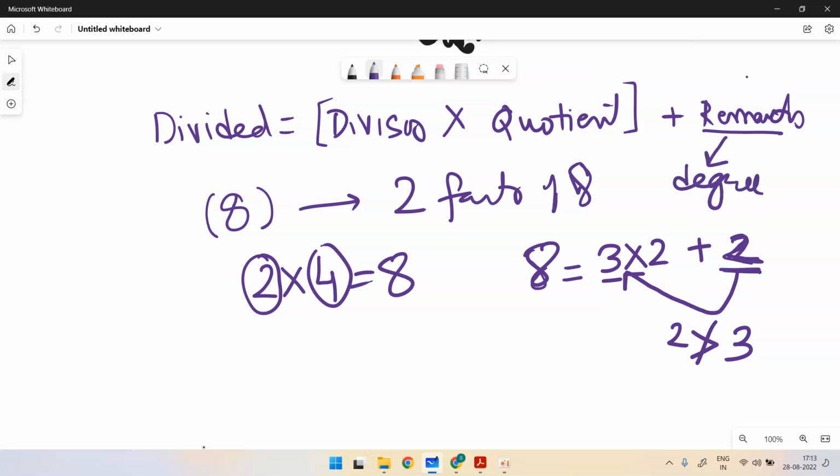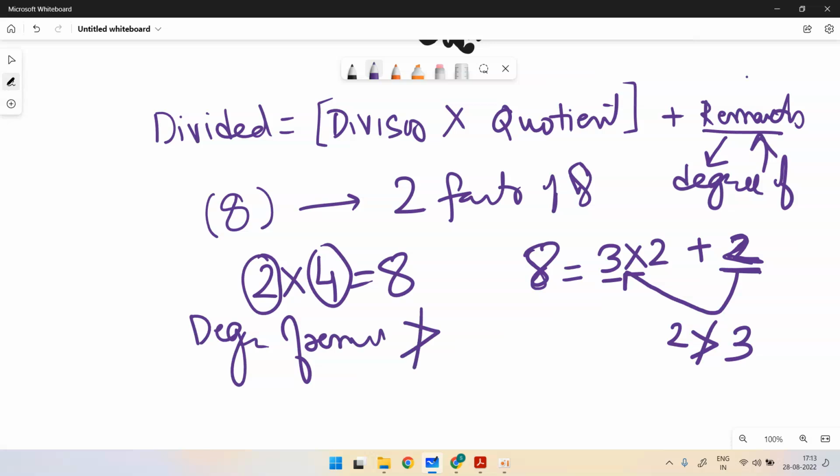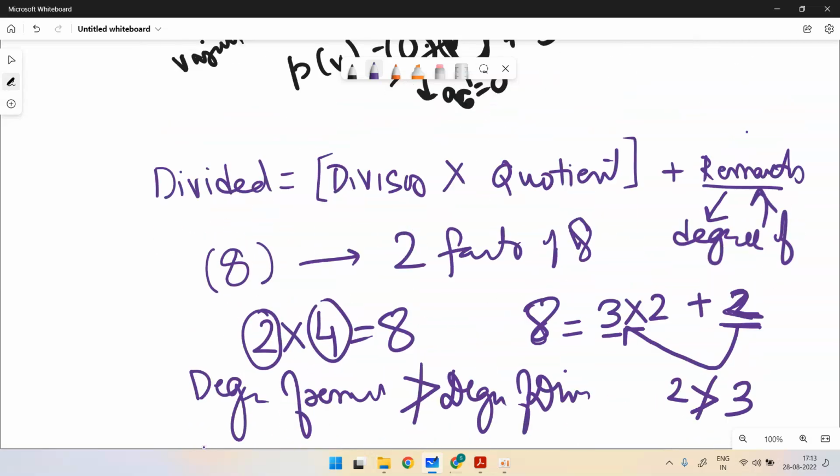So in the polynomial case, the degree of the remainder should not be greater than the degree of the divisor. It will always be less. It could be 1 or 0 also, but it cannot be 3 or more than 3. So dividend equals divisor into quotient plus remainder.